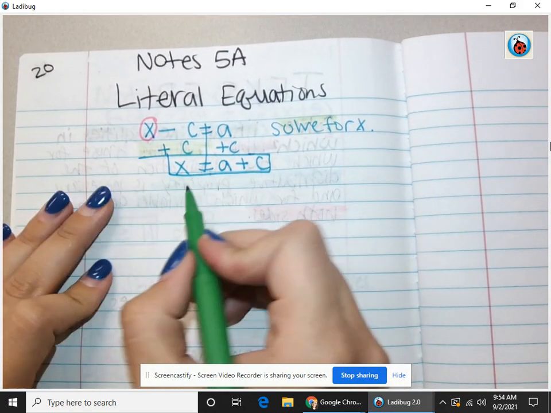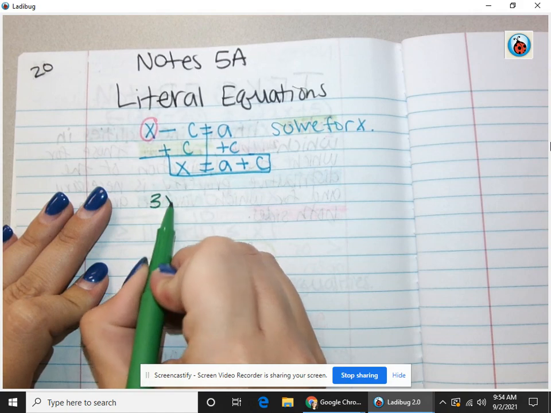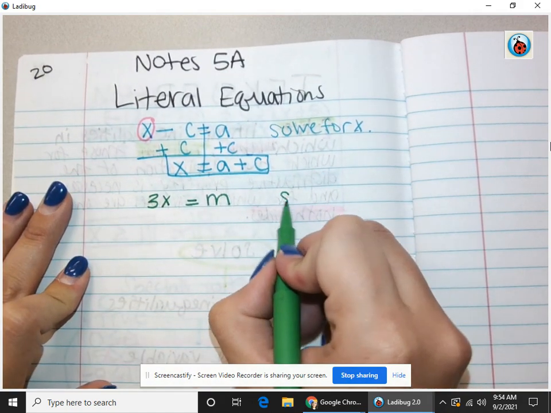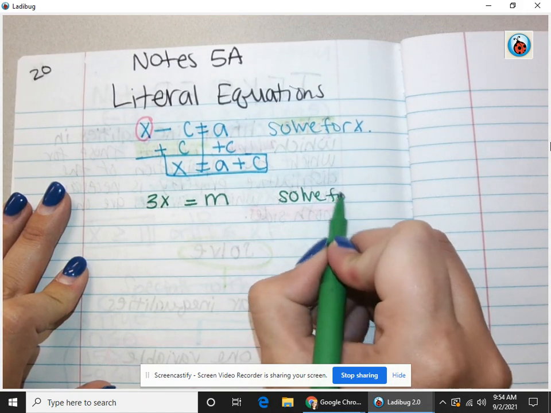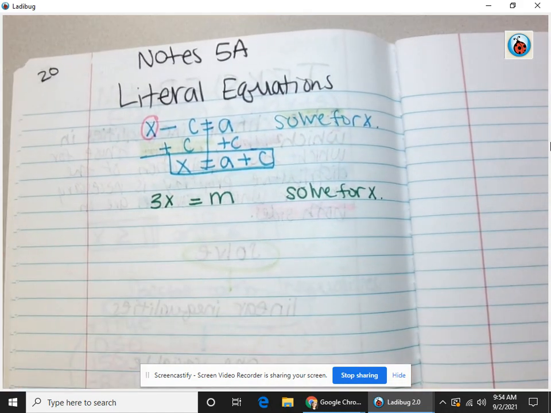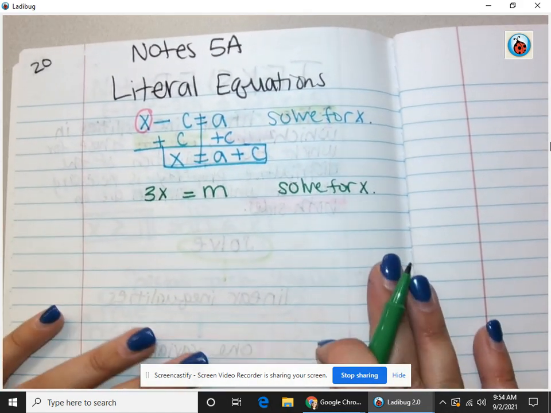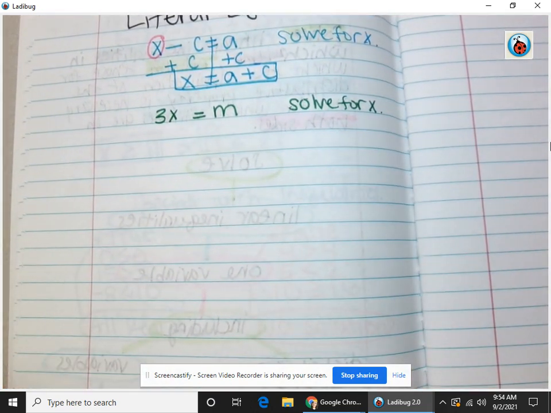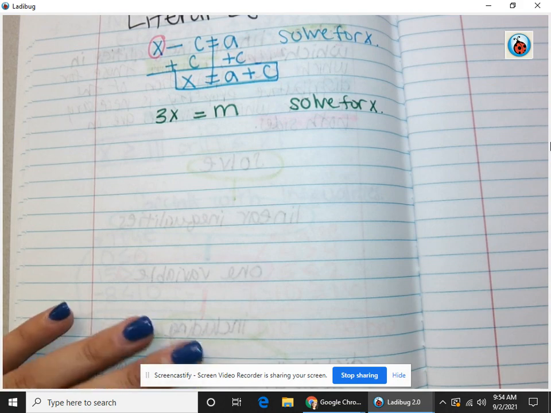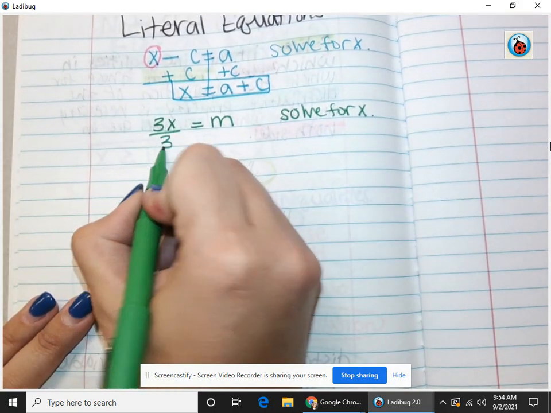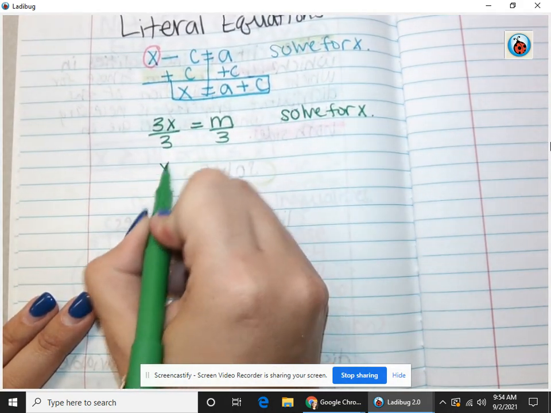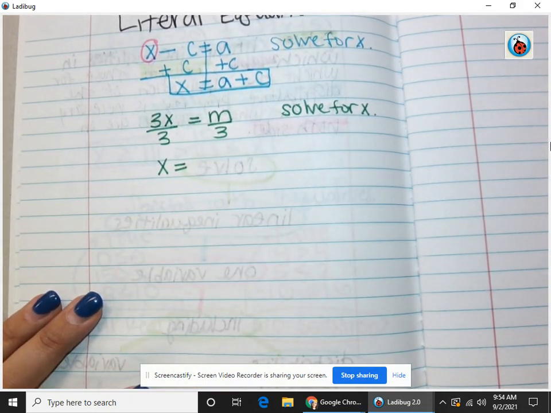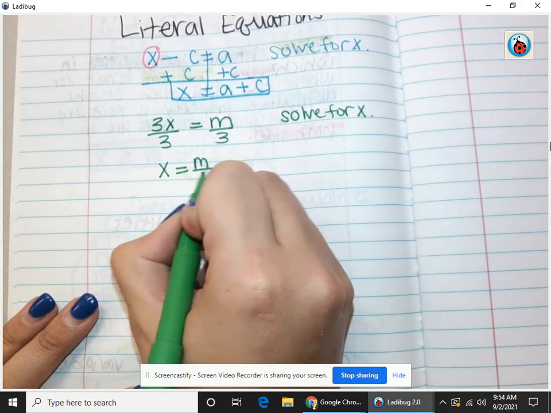Okay, let's look at another one because I want you to see multiple of them. 3x equals m. Solve for x. So what do you think I should do to get x by itself? Divide by 3. So I get x equals, are m and 3 like terms? No. So I can just put m divided by 3.